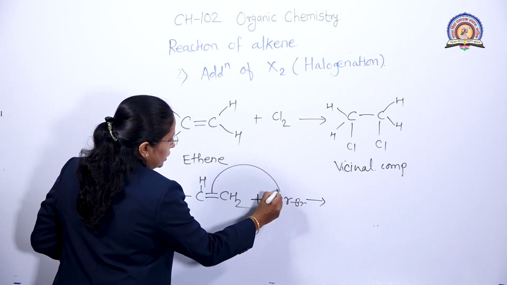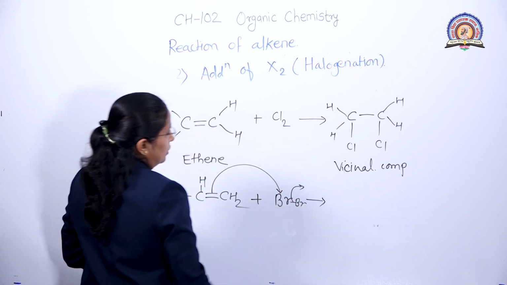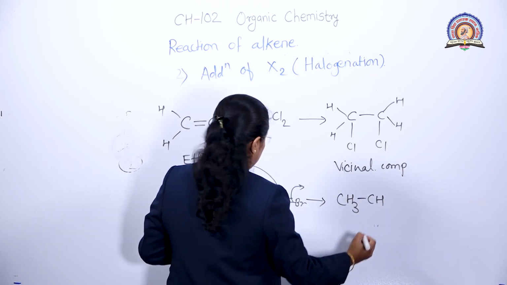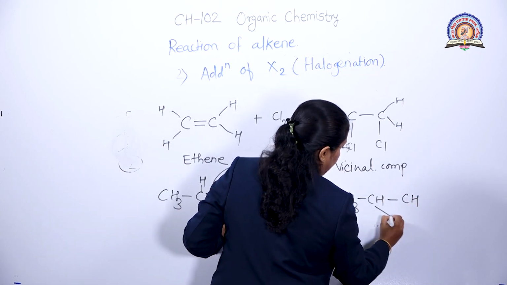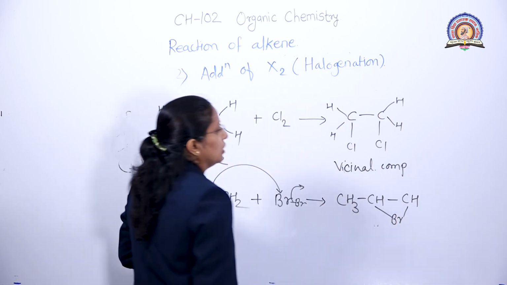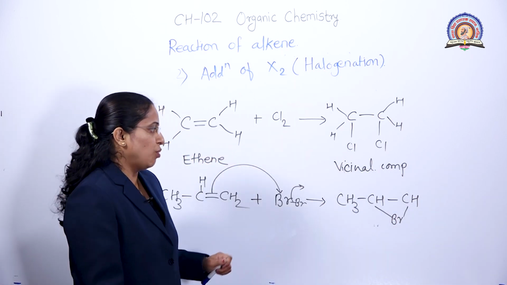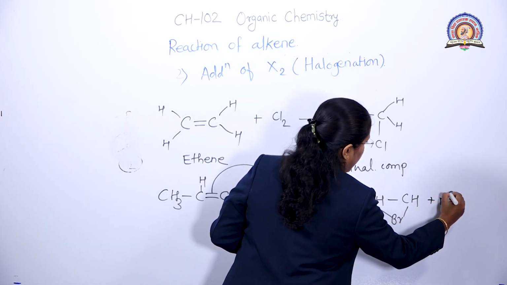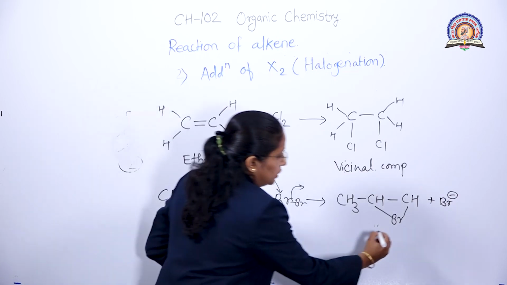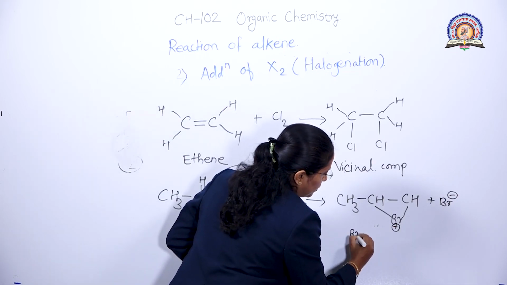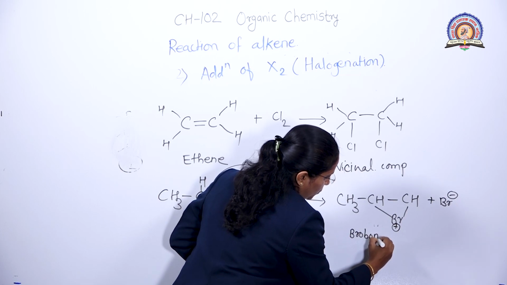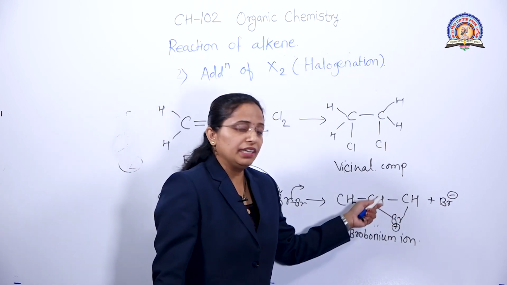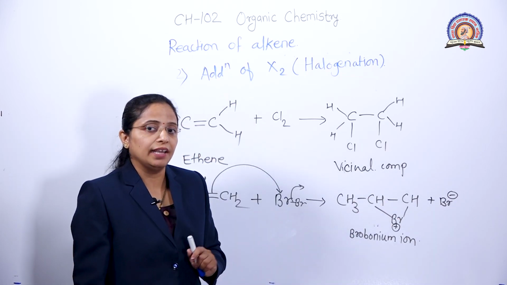This double bond takes this bromine and this bromine is given out. CH3, CH, and here a smaller ring is formed, and bromine minus is given out. So this is called bromonium ion. This is called bromonium ion. A three-membered ring is formed, and three-membered ring compounds are highly unstable.